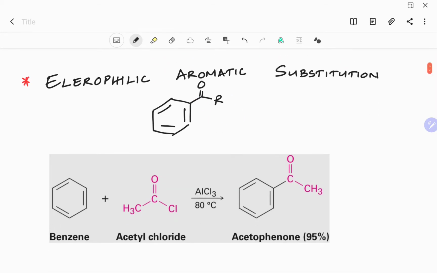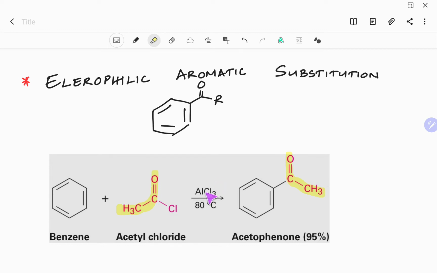So the reaction is very straightforward and similar to alkylation. The reagent that we use here is a carboxylic acid chloride. This carboxylic acid chloride will be selected in such a way that it will have an R group that is desired to be present on the benzene. Depending on the R group that you have on the carboxylic acid halide, you will get a different substituted product.